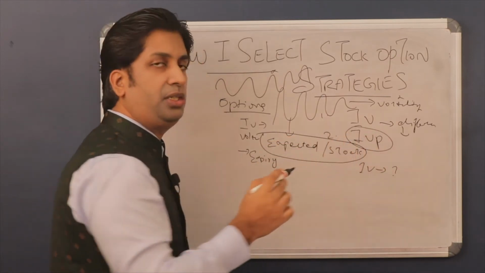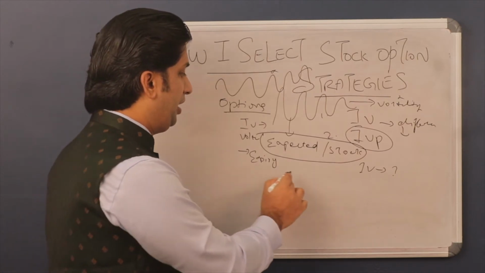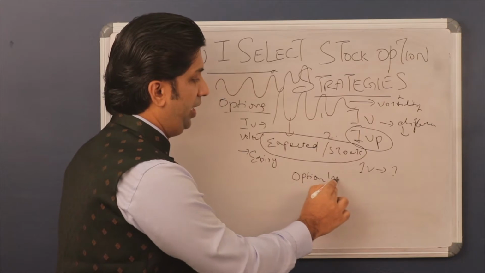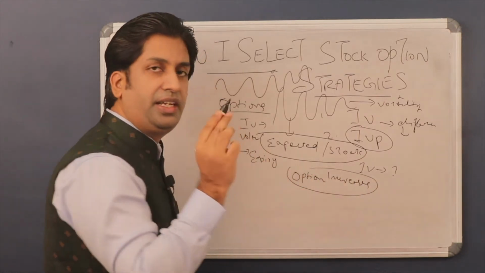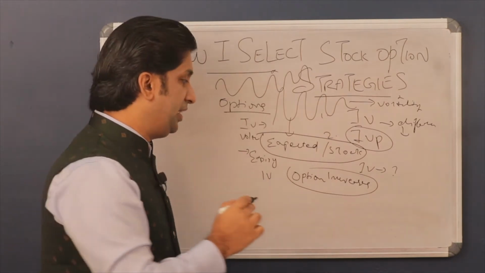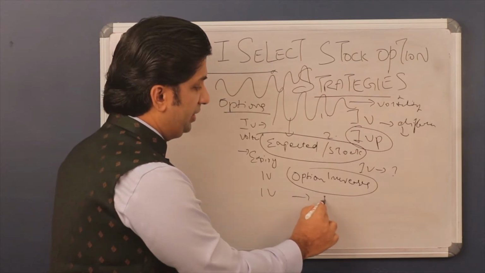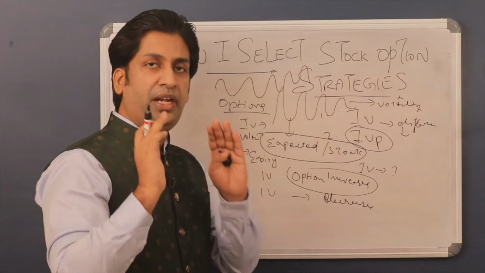Before getting into IVP, see what happens when IV increases. When IV increases, the option premium increases. What happens when IV decreases? When IV decreases, the option premium decreases. This is what you have to bear in your mind.